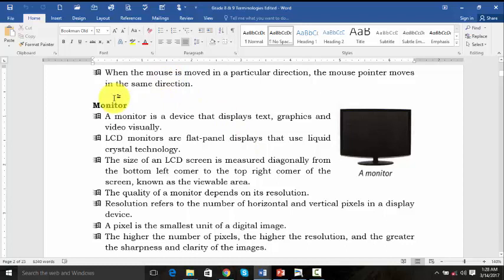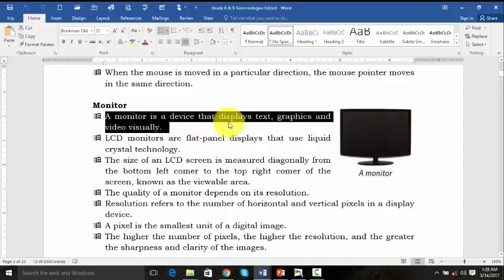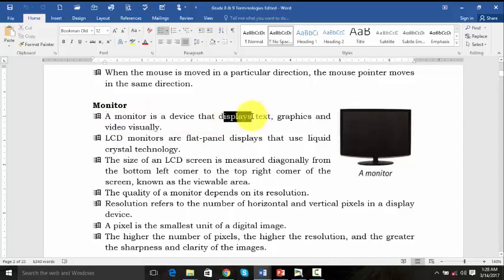Thank you very much. We are going to look at the other type of hardware, which is called the monitor. A monitor is a display device. It lets us see what we are doing. A monitor is a device that displays. To display means to show, in simple language.